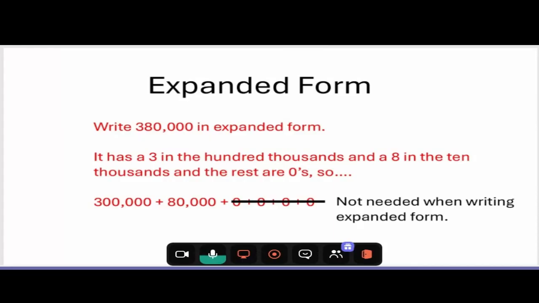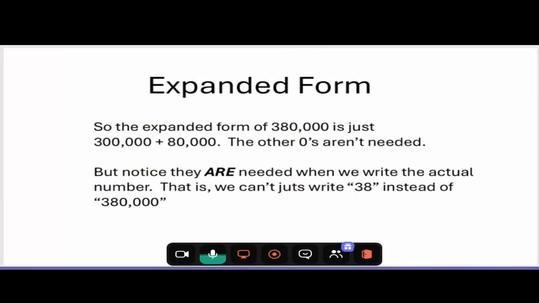form. All we've got to do is list the ones that are actually affecting the number, and that is the 300,000 and the 80,000. So what we've left uncrossed there would be the expanded form. What I want you to notice, and we're going to be talking a lot about zeros for the next little while, is when zeros are important and when zeros are not important. So in 380,000, when we write expanded form, we don't need to write all those zeros. 300,000 plus 80,000 is completely sufficient.